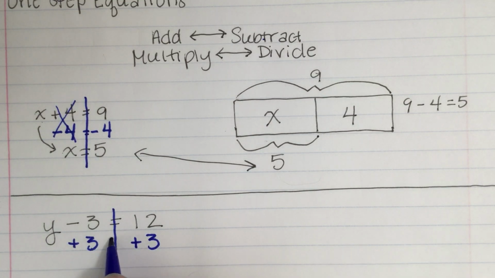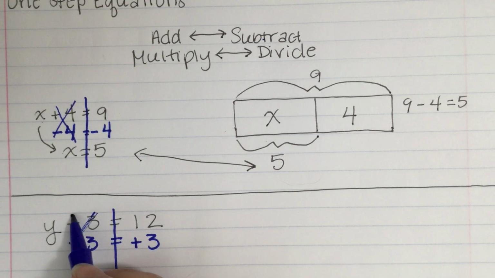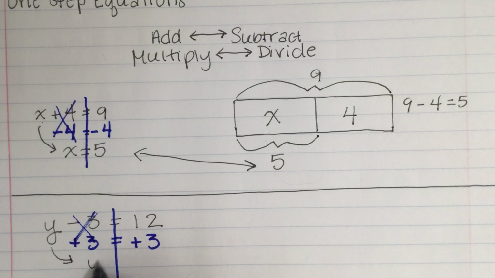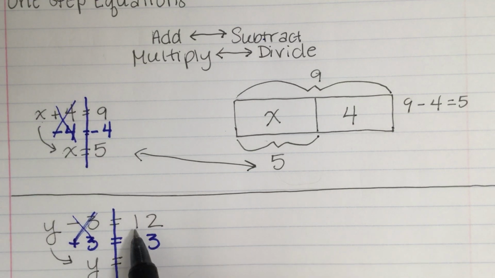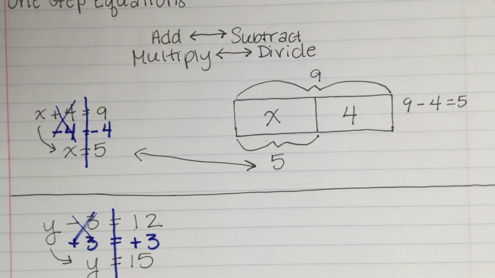Okay, because again, we want to keep each of our lines equal. Now, we have minus 3 here and positive 3 here. Those again are considered a zero pair because negative 3 plus 3 would be 0, or 3 minus 3 would be 0. So those cancel out and go away. And all we are left with on this side is y. And over here we have 12 plus 3, which gets us 15.